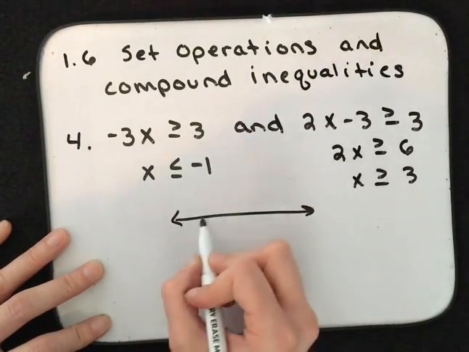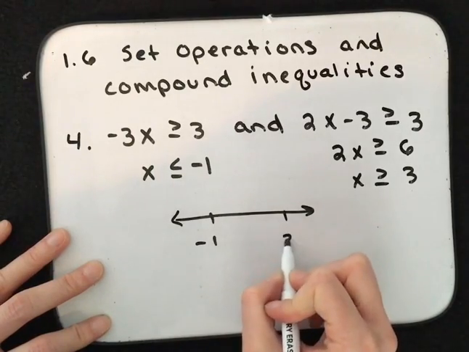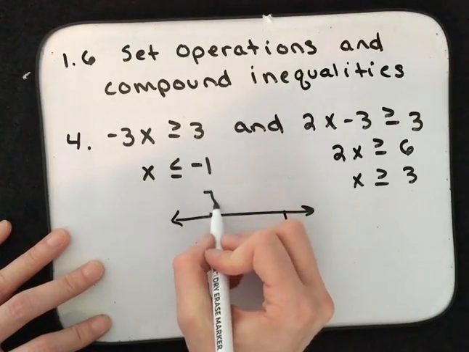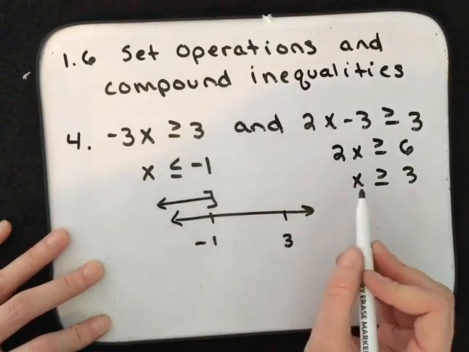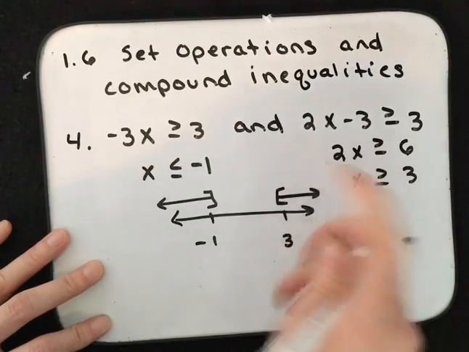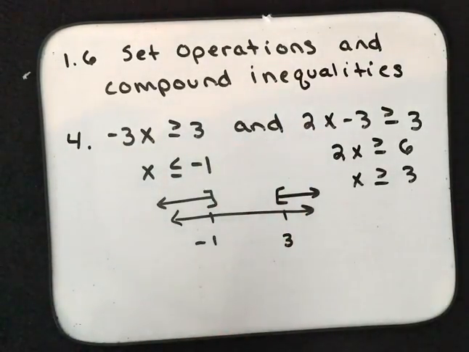On our number line, x is less than or equal to negative 1. So here's our bracket. X is greater than or equal to 3. Now we need and, so we need the overlapping region. There is no overlapping region in this case, so this one has no solution.